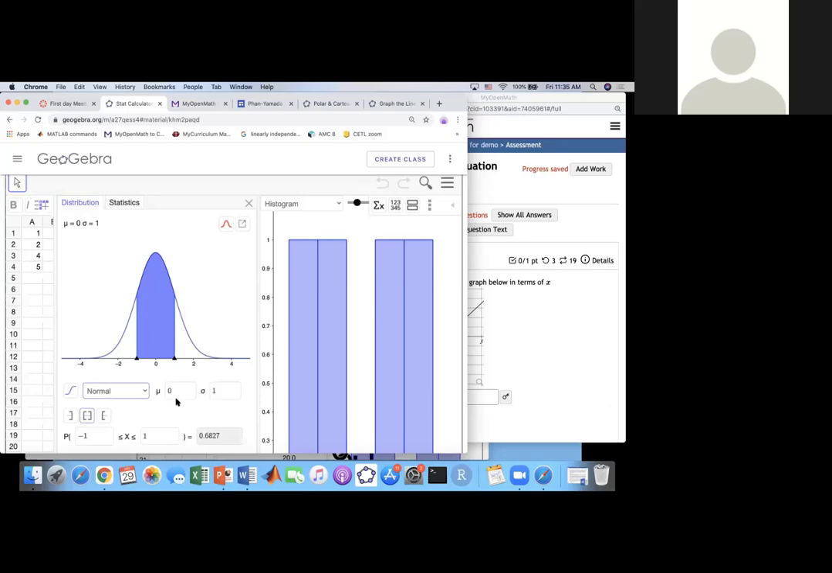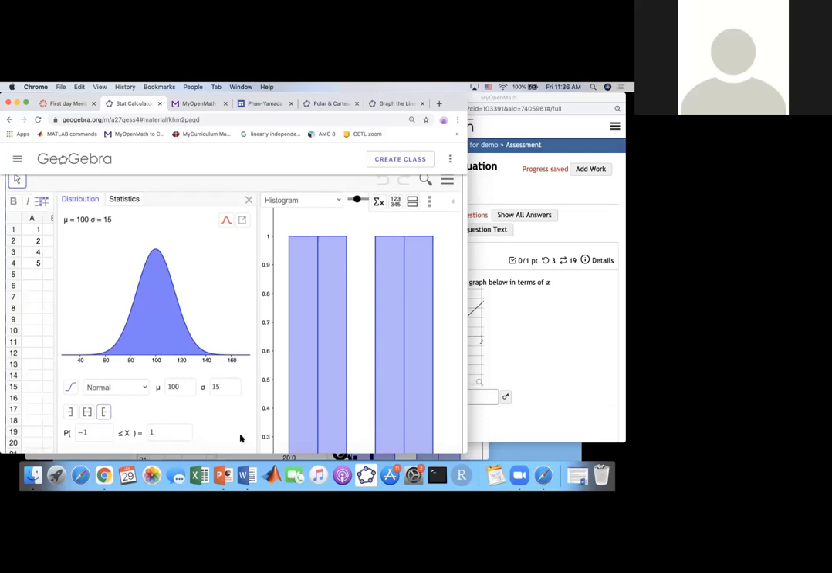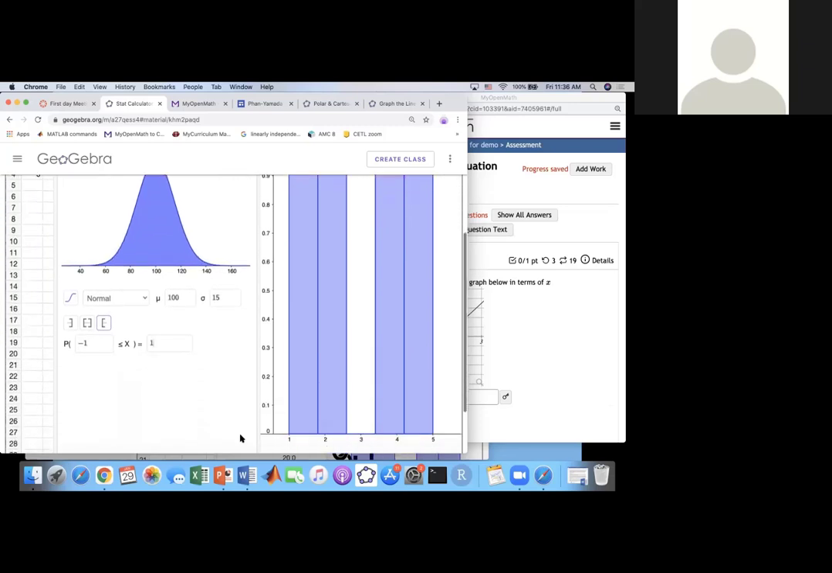You ask them for a Z score, or you can give them, let's say, a mean of 100 and a standard deviation of 15, let's say for some sort of standardized test. So you ask them, okay, what is the probability that you score higher than 110? So I'm going to do this one and you put this number over here, like 110. Hit enter, and then it has the answer over here for you too.